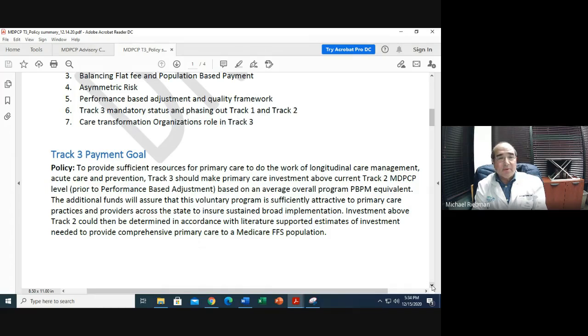So I think this program, we're hoping, is intended to invest in primary care, cover the additional risk, and incentivize the physicians to do this, impact the things that they can impact, and be accountable for the things that they can be accountable for.